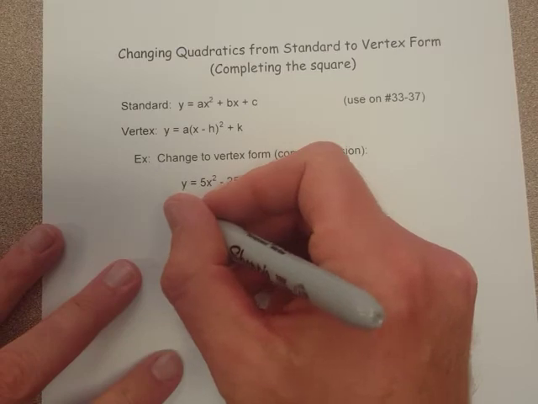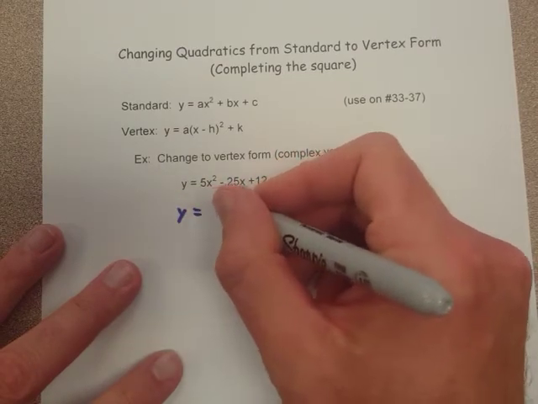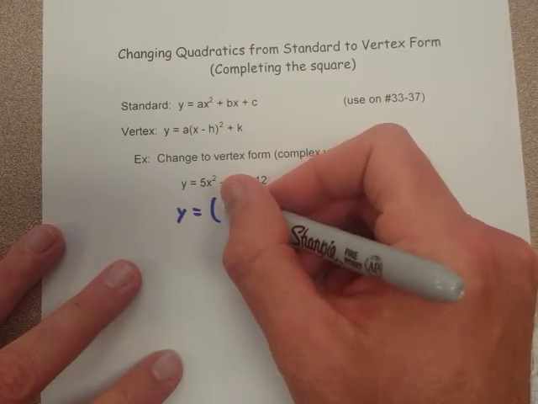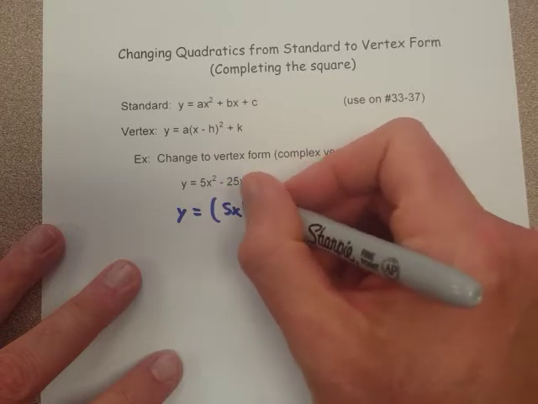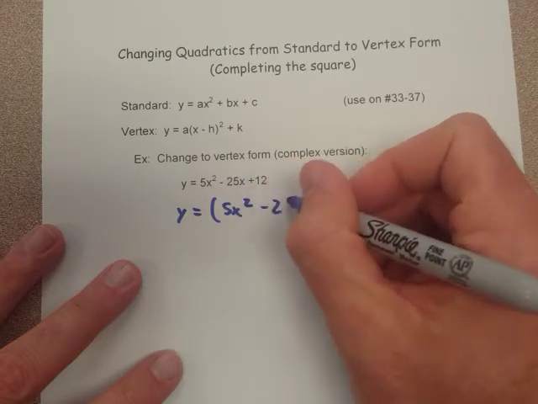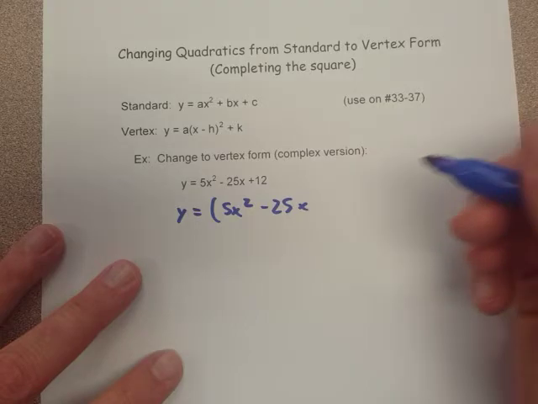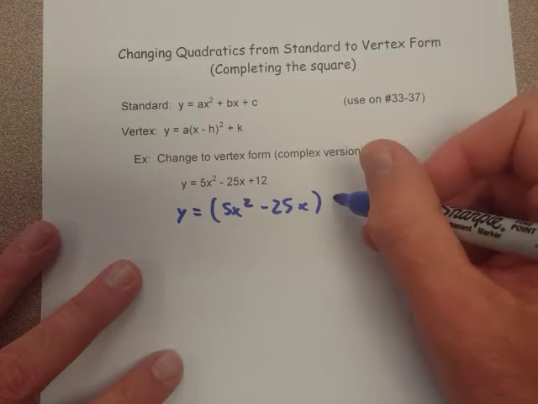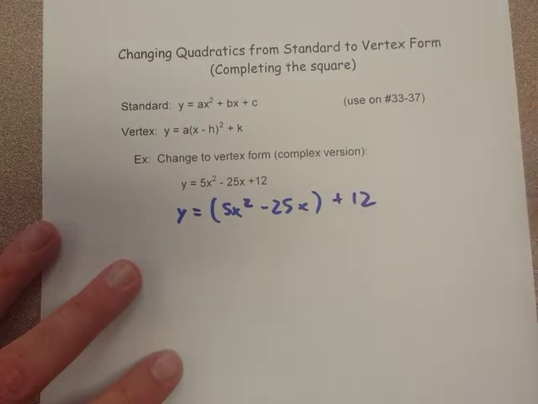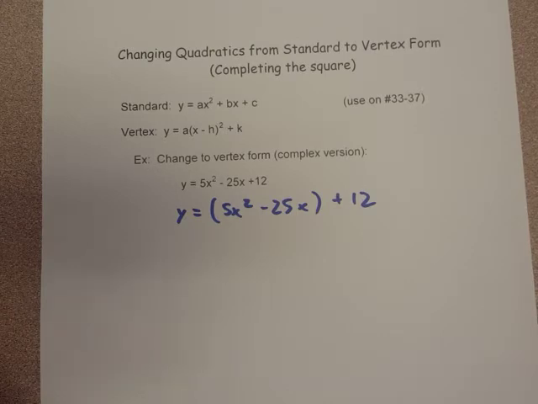Now I'm still going to take the first step the same. I'm going to separate out the x squared term and the x term. I'm going to put those together, and I'm going to leave this plus 12 out here. I'm just going to make that go out in front. So here's what's going to happen.